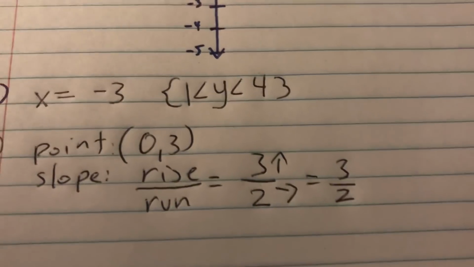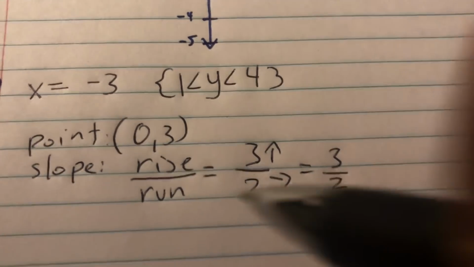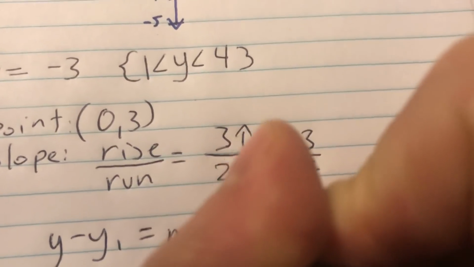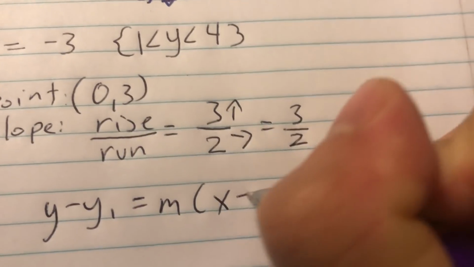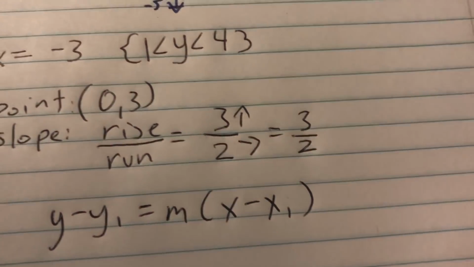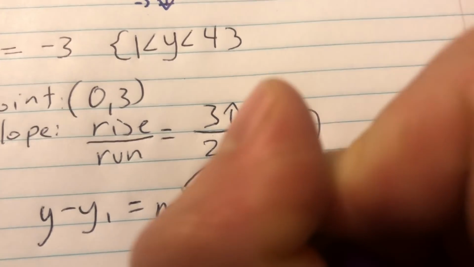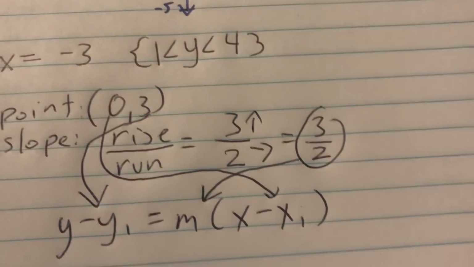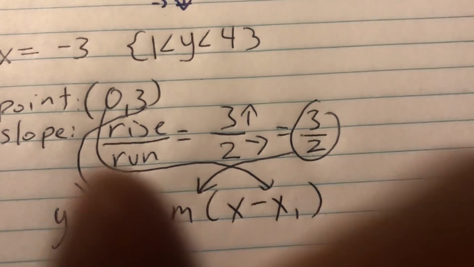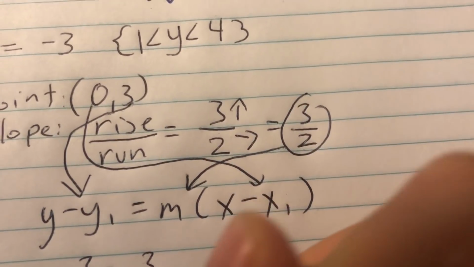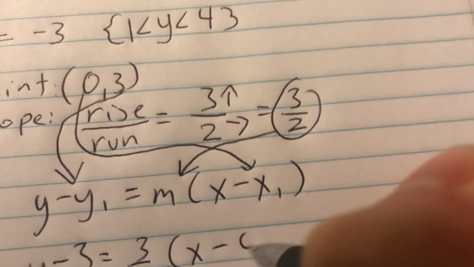Once I have the point and slope, I use what's called point slope form. That's when I have y minus y1 is equal to m parentheses x minus x1. So plugging in my m right here, my x value over here, my y value over here, I get y minus 3 is equal to 3 over 2 parentheses x minus 0.